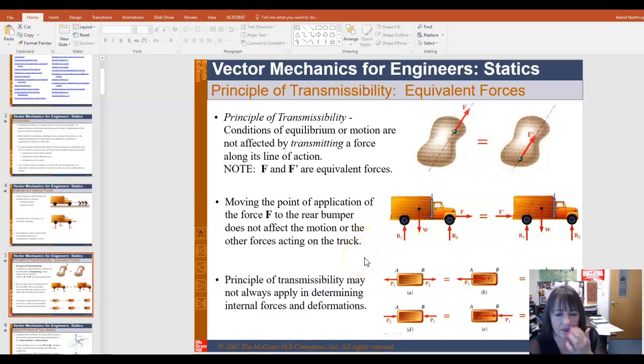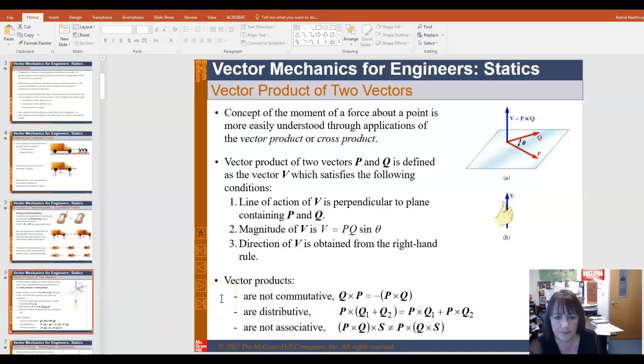Now, if you look at something like this truck, moving the point of application of the force to the rear bumper does not affect the motion of the truck. In other words, pulling on the truck or pushing on the truck, as long as it's along the same line of action, has the same effect on the truck. So the principle of transmissibility may not always apply in determining internal forces and deformations, but for our purposes we can consider it generally true at this stage of the conversation.